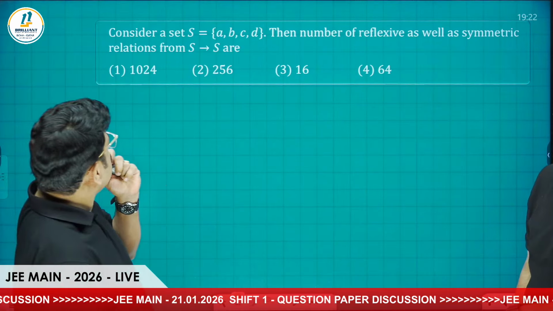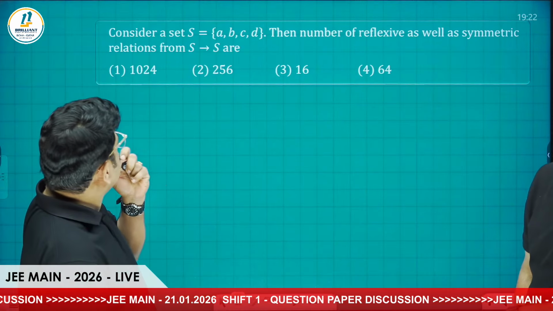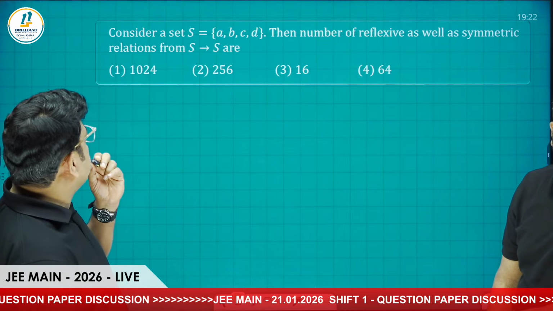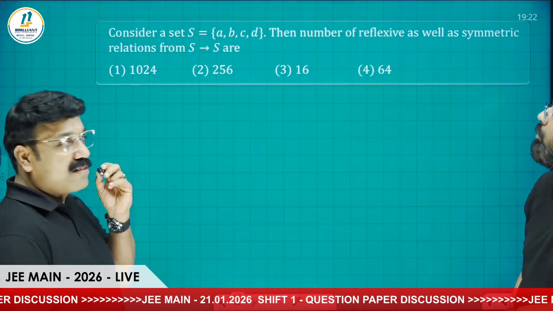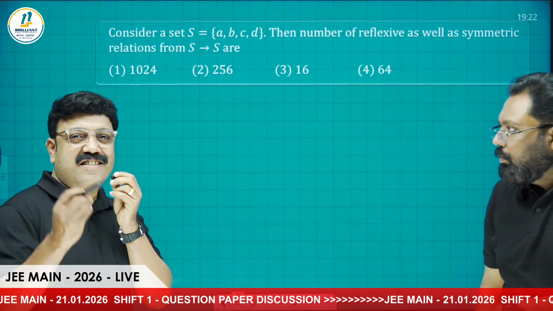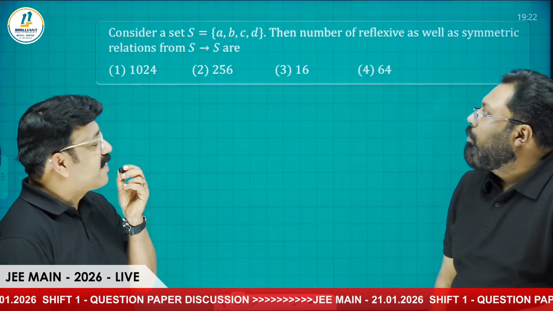What is the next question, dear students? Consider set S equal to {A, B, C, D}. The number of reflexive as well as symmetric relations from S to S are? A very direct CBSE-related question. Just by using the formula, you will get the direct answer.